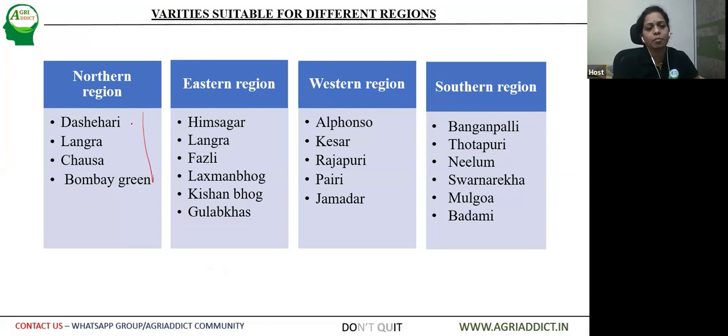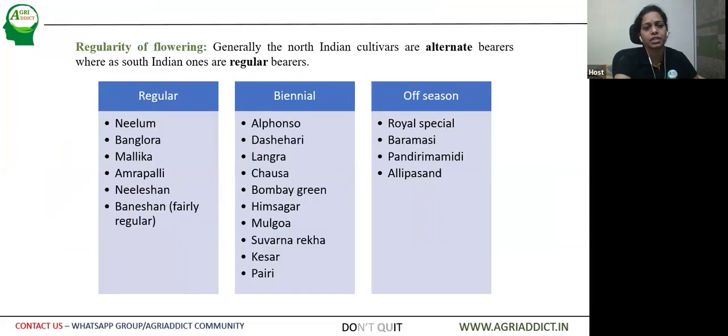which are commercially popular in the northern region are Dasheri, Langra, Chausa, and Bombay Green. Whereas for the eastern region, Himsagar, Langra, Fazli, Lakshman Bog, Kishan Bog, Gulab Khas. Then the western region, Alfonso, Kesar, Rajapuri, Pairi, and Jamdar. Then the southern region, the popular ones are Banganpalli, Totapuri, Neelam, Suvarnareka, Malgova, and Badami. These are the mostly commercially cultivated and popular varieties among the different regions of the country.